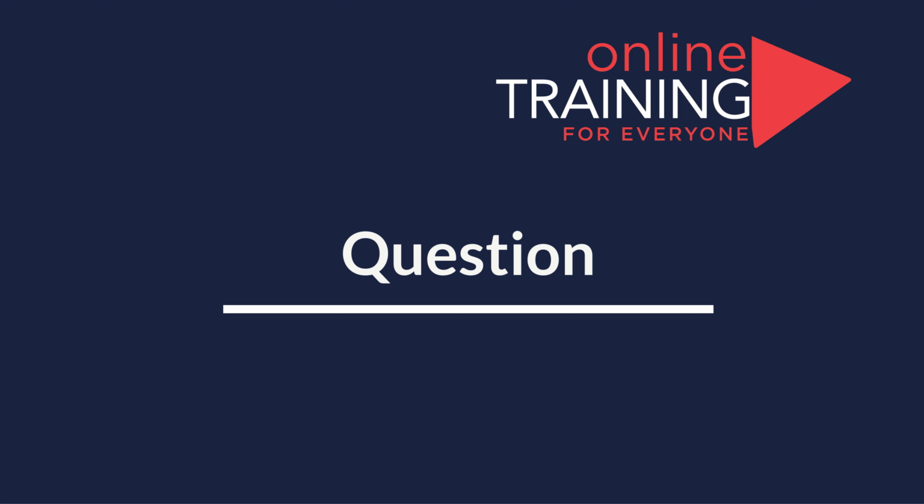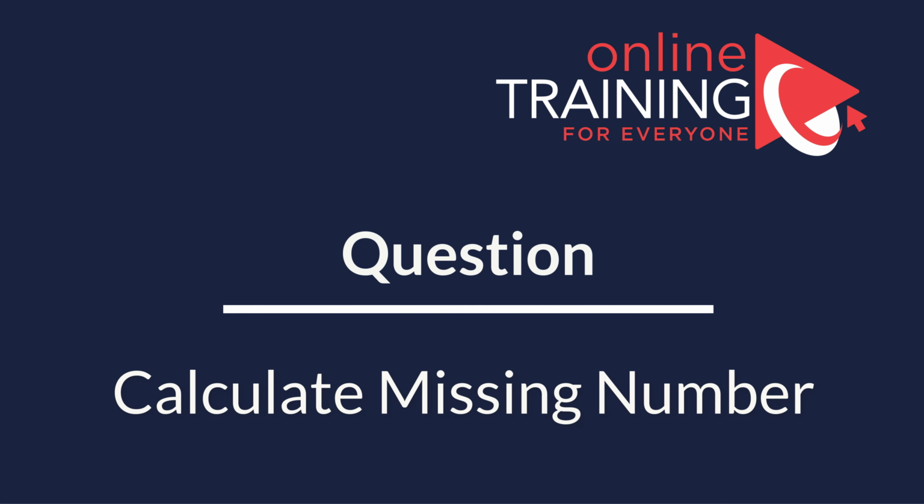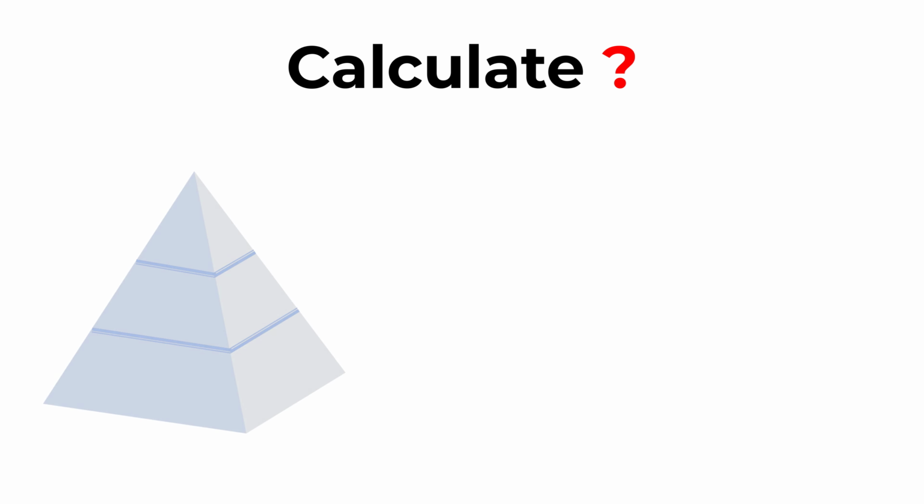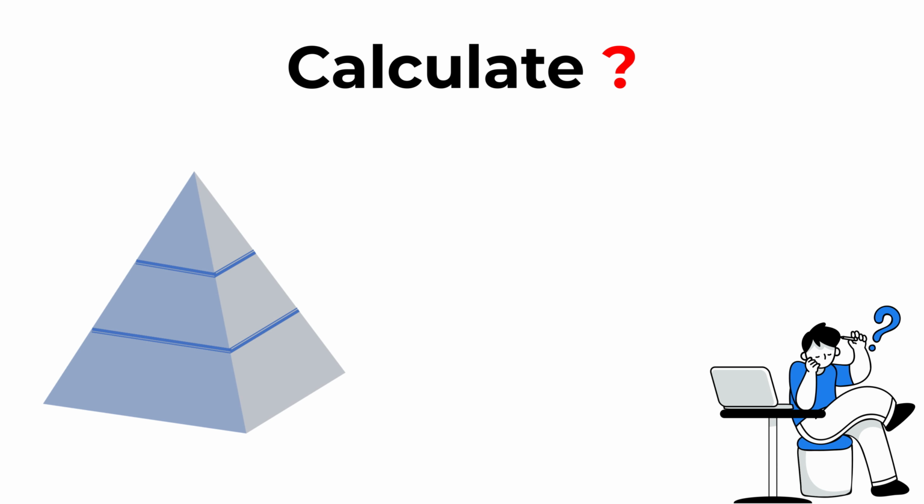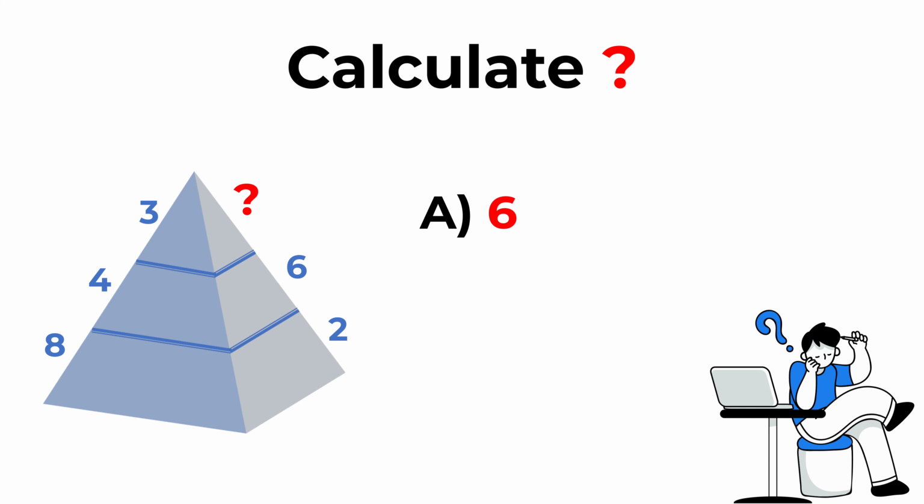Here's a cool question you frequently see on the test. You need to calculate the question mark. And you're presented with the 3-layer pyramid. On the bottom layer, you have numbers 8 and 2. On the middle layer, you have numbers 4 and 6. And in the top layer, you have number 3, and on the other side of the pyramid, you have a question mark. And this question mark can be one of those 4 values. Your choice A is 6, choice B is 10, choice C is 7, and choice D is 2.